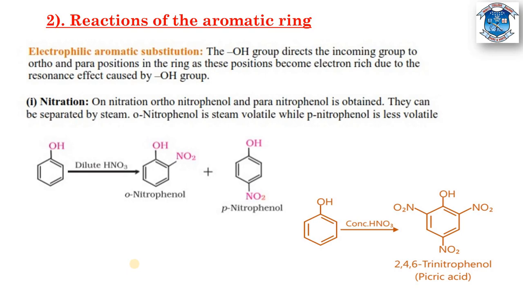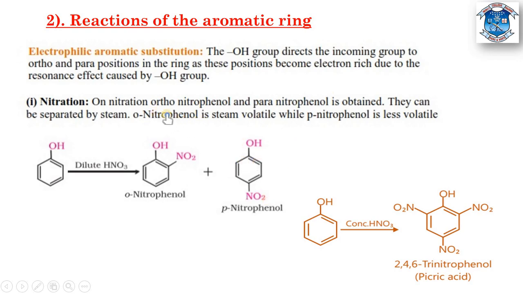Now we'll move on to the reactions of the aromatic ring. Phenols readily undergo electrophilic aromatic substitution, and the hydroxyl group is an ortho-para directing group. That means it directs the incoming group to ortho and para positions in the ring, because these positions become electron rich due to the resonance effect caused by the OH group.